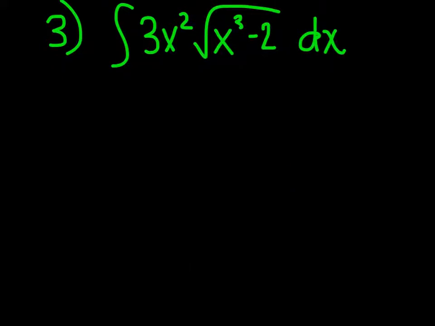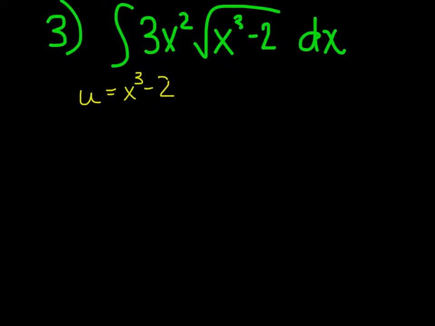Okay, taking a look at number 3 here. We have the integral of 3x squared times the square root of x to the 3rd minus 2 dx. So again, I'm looking for that inside function. I'm looking for what's inside, either under a radical in this case, or a polynomial raised to an exponent. And I can clearly see that here, that is x to the 3rd minus 2. So I'm going to set that as my u value. So u is equal to x to the 3rd minus 2.